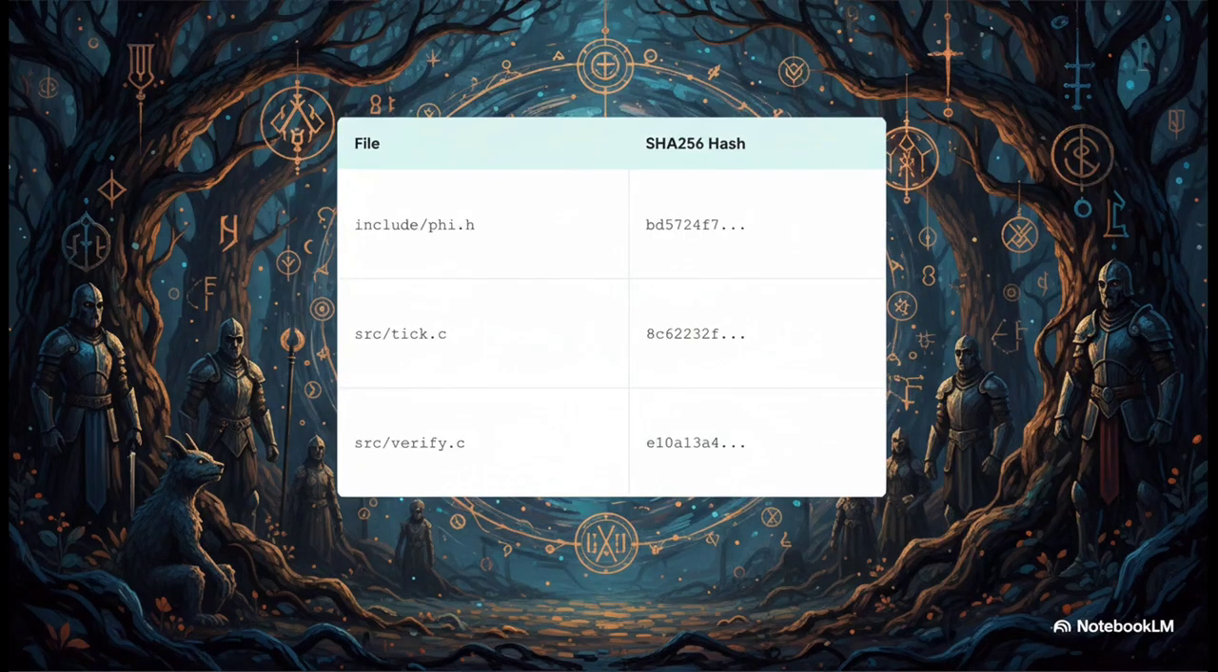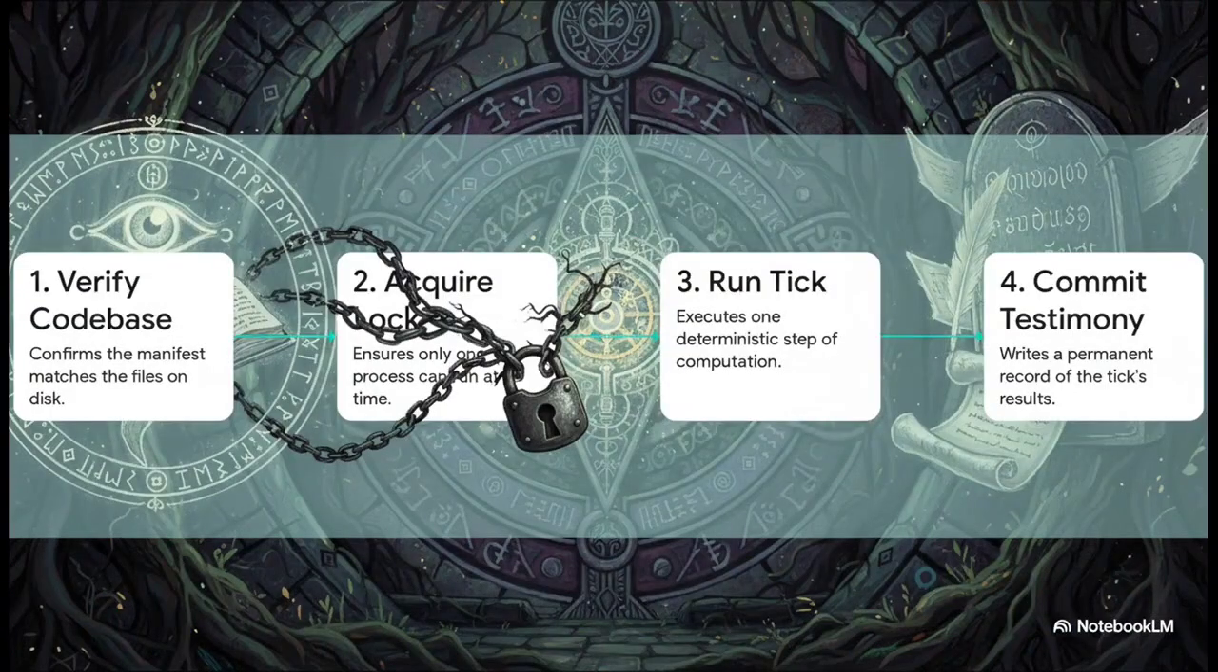It demands perfect integrity. And once you're through the door, the procedure is just as rigid. It's always these 4 steps, always in this order. 1. Verify the entire codebase. 2. Acquire a lock, making sure it's the only thing running. 3. Execute one single predictable step of work, what it calls a tick.